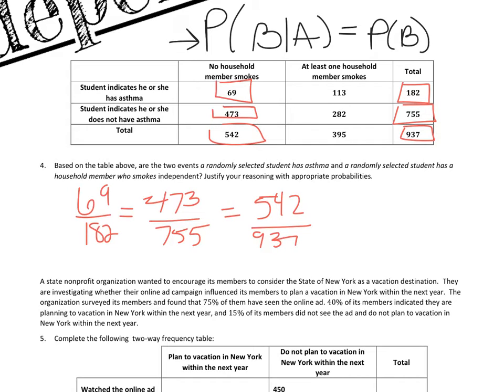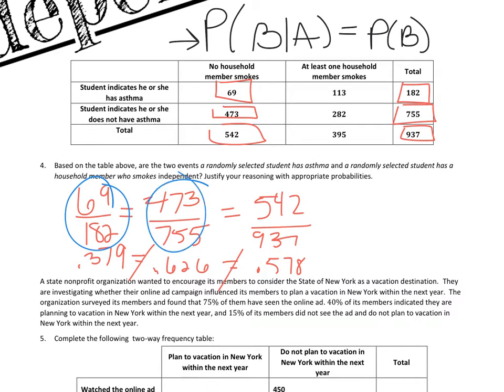So I'm going to take my calculator, I'm going to divide these. So I have 69 divided by 182. I get 0.379. Let's see if that equals 473 divided by 755, and that's 0.626. And that automatically tells me they're not independent. But you could have also done this one: 542 divided by 937, that gets you 0.578, also not equal. So you can do any combinations of two of these. It doesn't really matter as long as you're seeing that they're not equal.